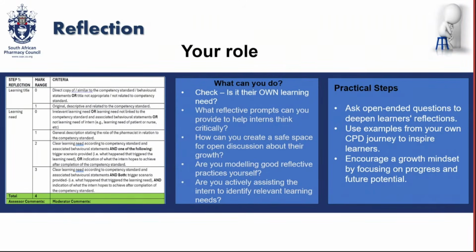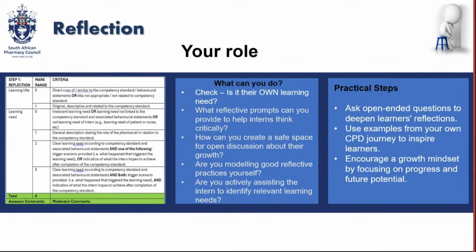So if we look at the grid, under the learning title, it's either 0 or a 1. So they could either fail it completely or pass that. So what we expect when we're seeing the learning title, we want it to be original, descriptive, and related to the competency standard. And then the learning need.